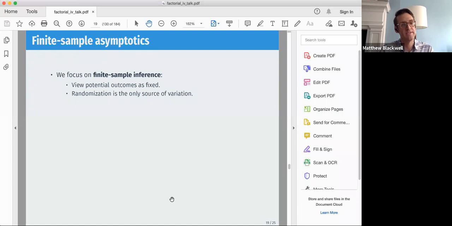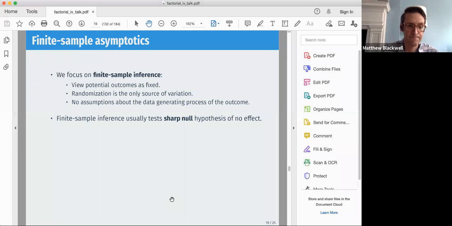And we're going to view randomization of the treatment as the only source of variation coming in. So that's going to be the only source of variation across repeated randomizations. And again, we're not going to make any assumptions necessarily about the data generating process of the outcome. One nice thing about this is that we don't have to worry about those assumptions at all. Now, finite sample inference usually proceeds by testing what's called the sharp null hypothesis of no effect.